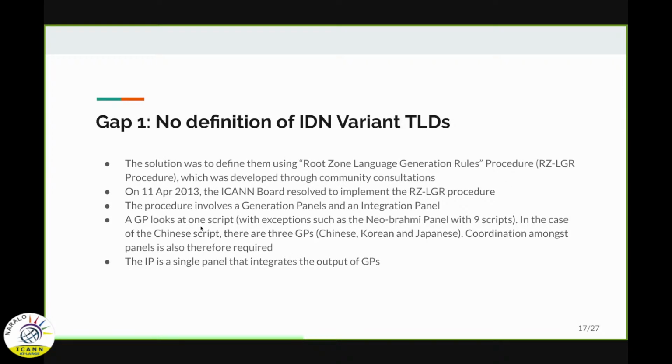In 2013, the ICANN board resolved to adopt the Root Zone LGR, and this involves a generation panel and an integration panel. Now, the problem here is again that languages are opaque to non-speakers of the language. So if you see an email which is IDN, you do not know how to interpret it. Where is it coming from? Because with a Roman email, you at least know, okay, it's Gmail, or it's coming from a particular ccTLD, which country.